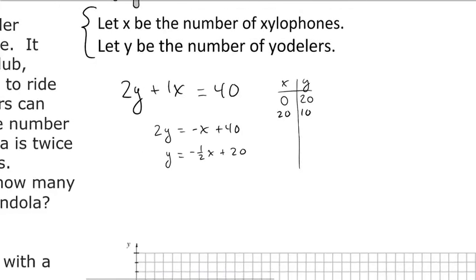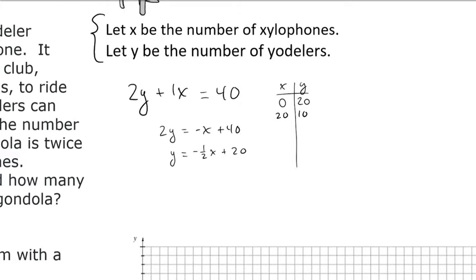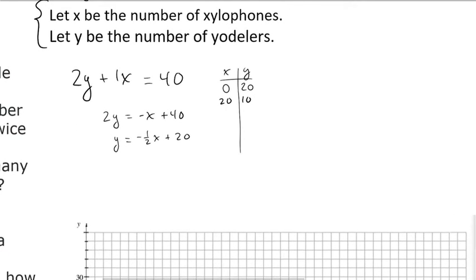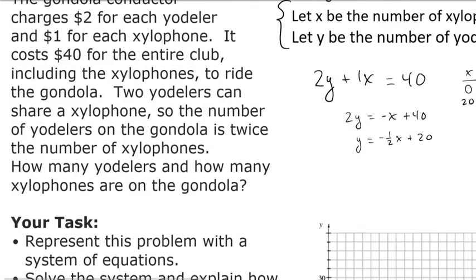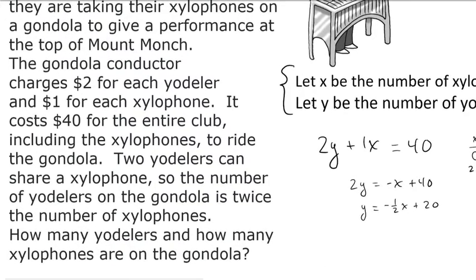So at this point, we have one of our 2 equations, and we've graphed it, right? We can look at that graph, and we can see it in Desmos. But there's another thing going on here, and we're going to come up with that other equation, and this is the other equation. I'll highlight this in green. It says 2 yodelers can share a xylophone. Okay, 2 yodelers can share a xylophone. So the number of yodelers on the gondola is twice the number of xylophones.